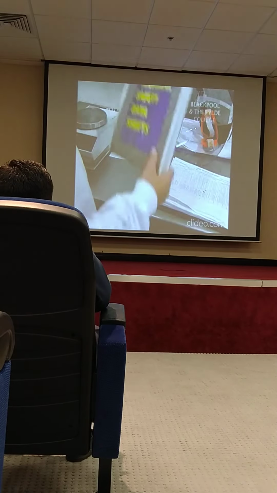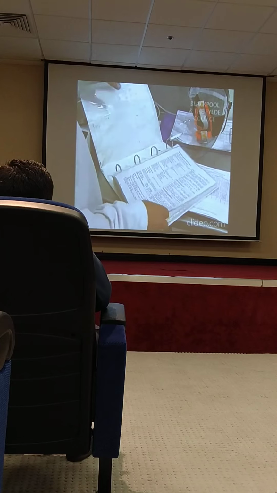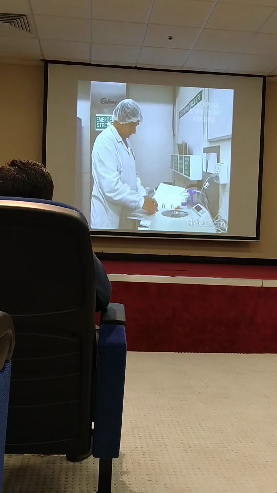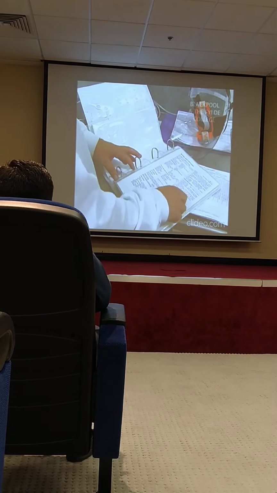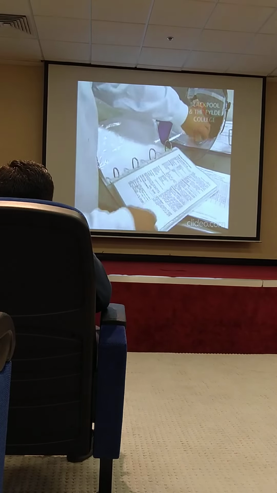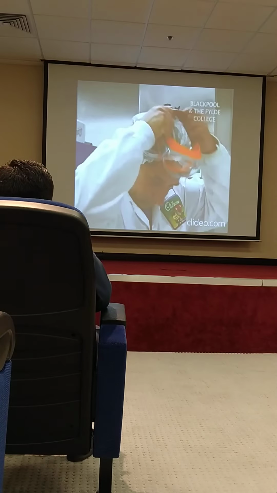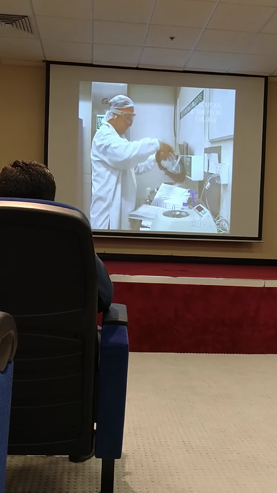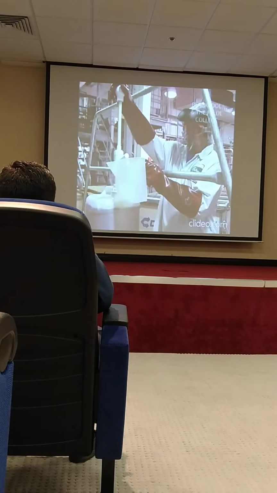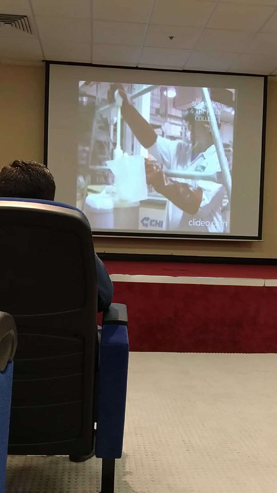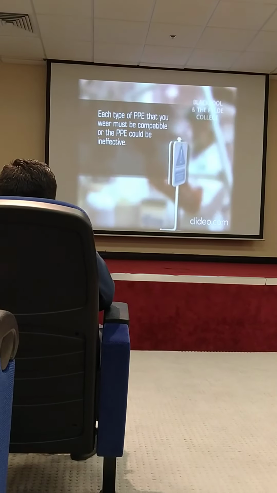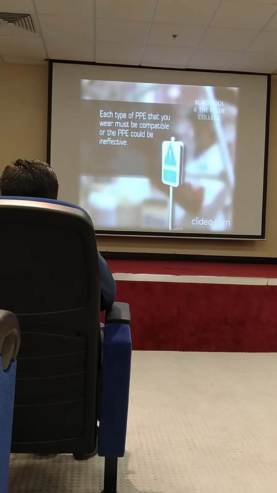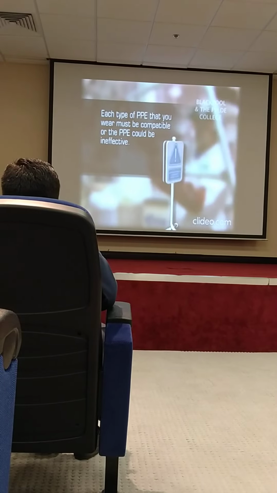Material Safety Data Sheets, or MSDS, include information on the types of PPE that should be used for the safe handling of materials and substances. However, it is also important to check with suppliers and manufacturers to ensure the PPE is suitable for the task. Each type of PPE that you wear must be compatible, or the PPE could be ineffective.